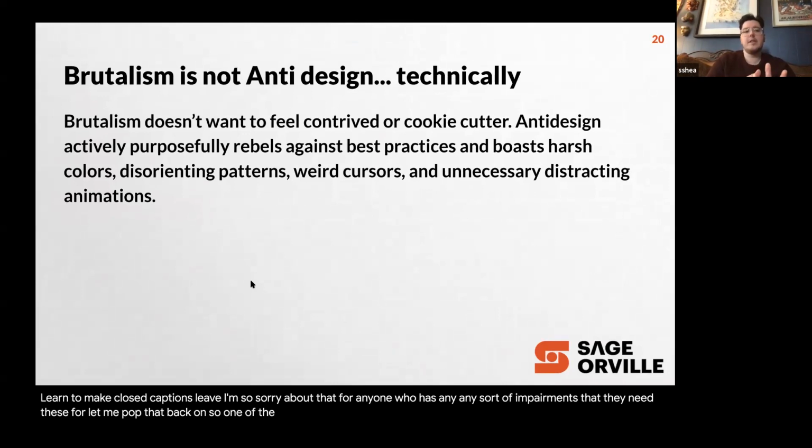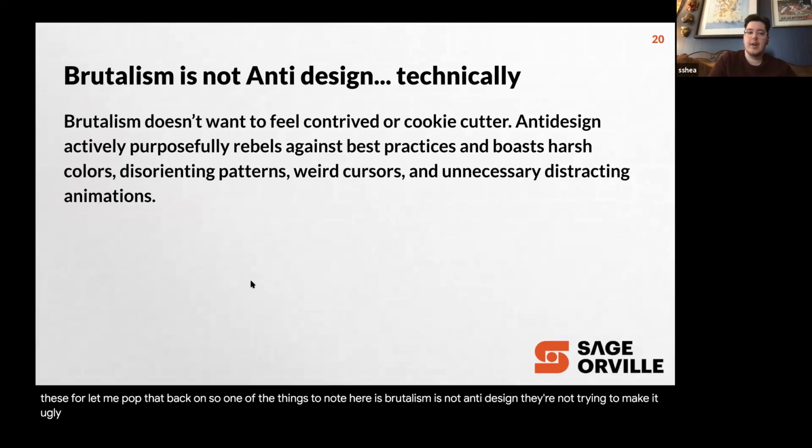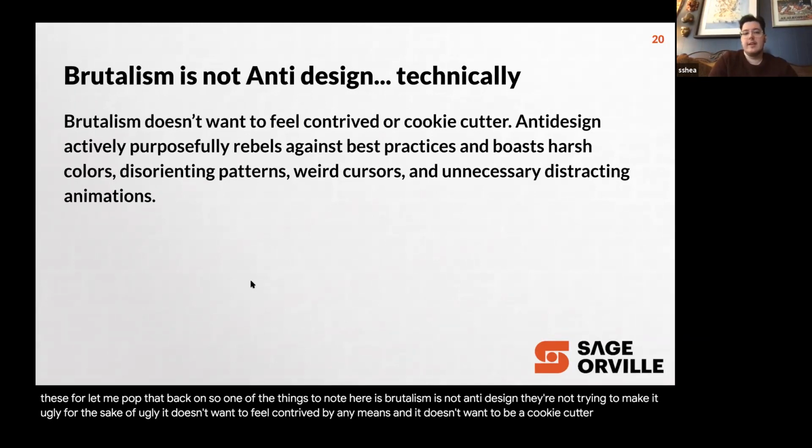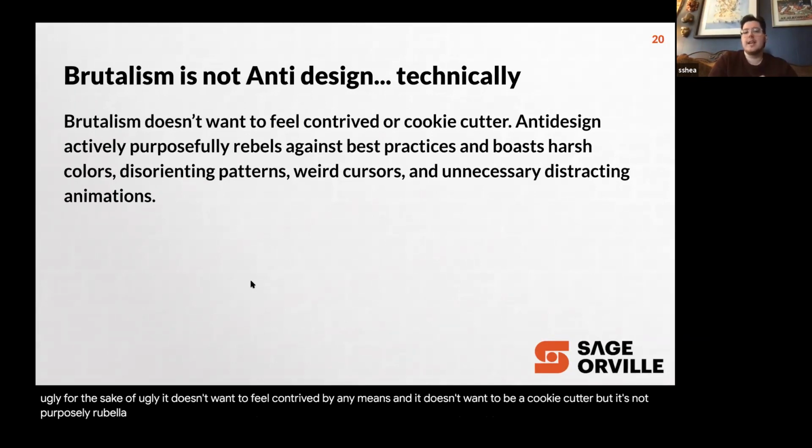So one of the things to note here is brutalism is not anti-design. They're not trying to make it ugly for the sake of ugly. It doesn't want to feel contrived by any means, and it doesn't want to be a cookie cutter, but it's not purposely rebelling against everything in best practices. It might be boasting harsh colors, but it's not trying to purposely make it an incredibly rough edge moment for the user. And so what do I mean by that?